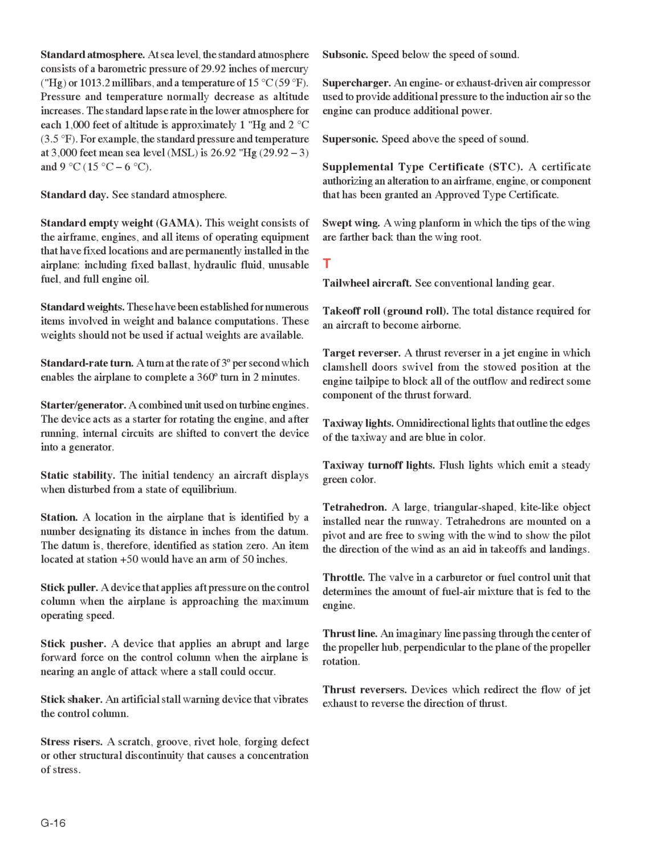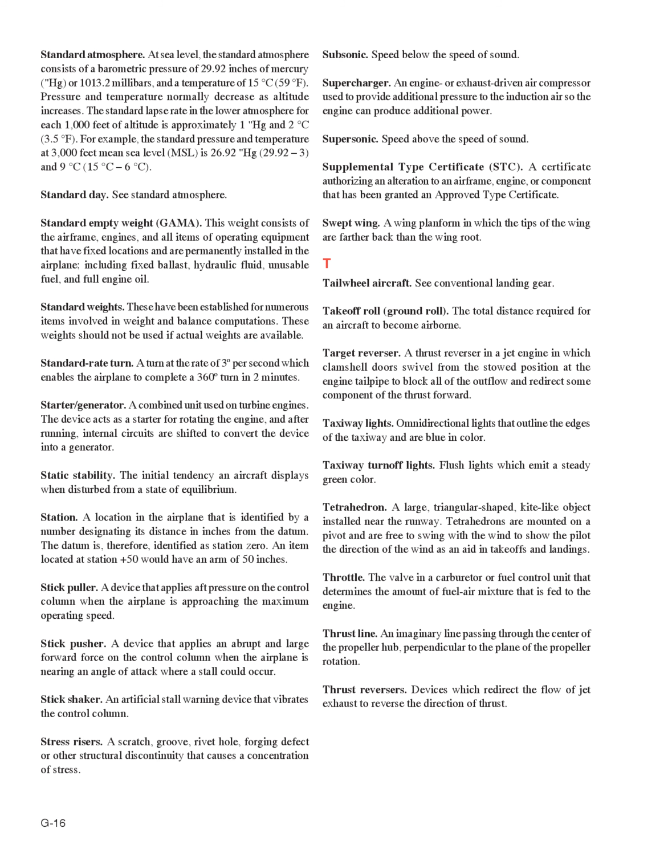Standard atmosphere. At sea level, the standard atmosphere consists of a barometric pressure of 29.92 inches of mercury, Hg, or 1013.2 millibars, and a temperature of 15 degrees Celsius, 59 degrees Fahrenheit. Pressure and temperature normally decrease as altitude increases. The standard lapse rate in the lower atmosphere for each 1,000 feet of altitude is approximately 1 Hg and 2 degrees Celsius, 3.5 degrees Fahrenheit.